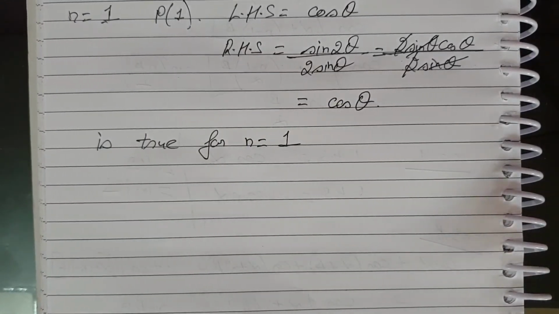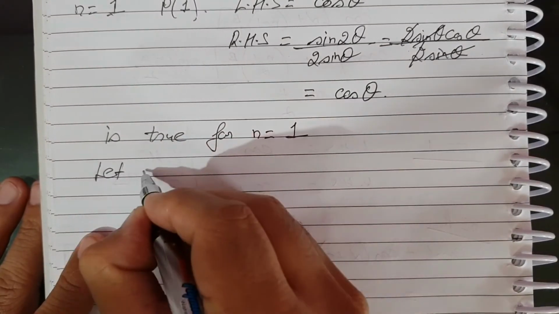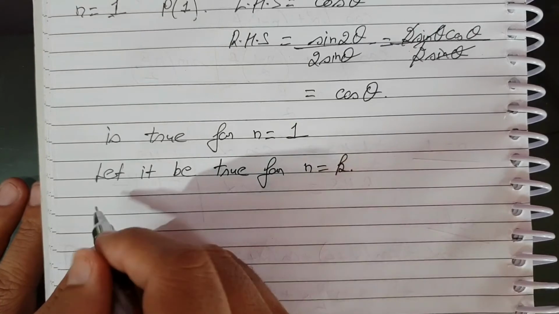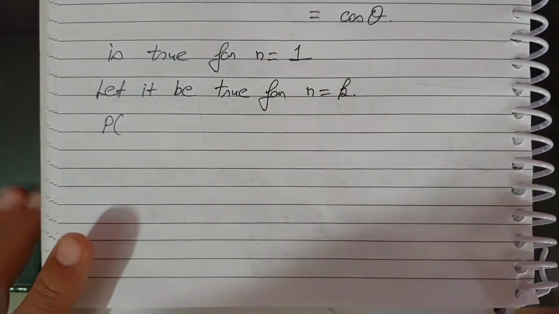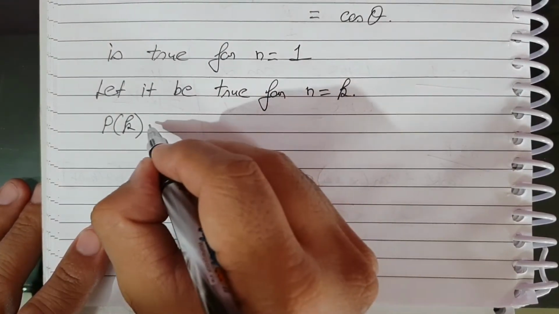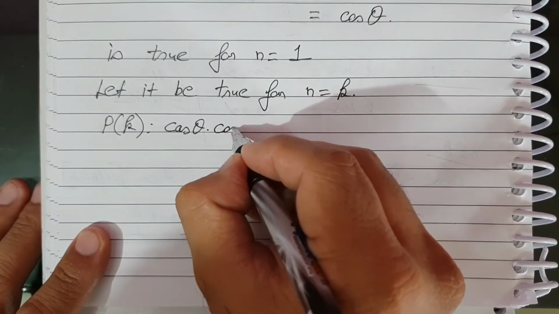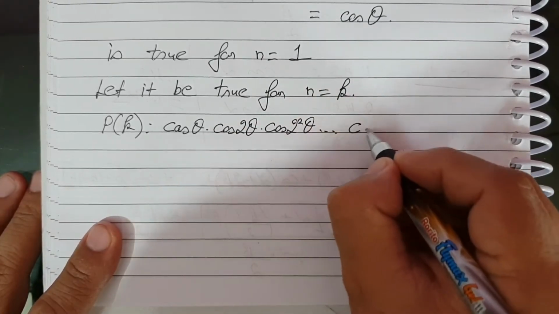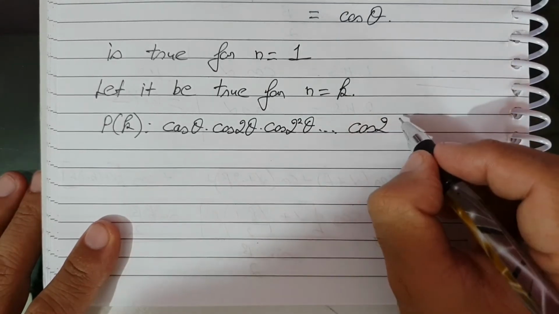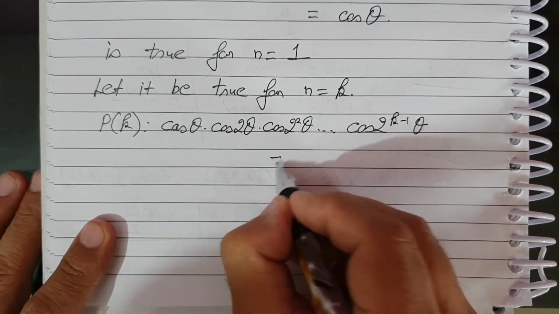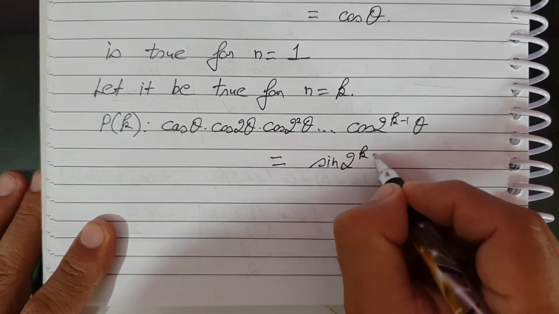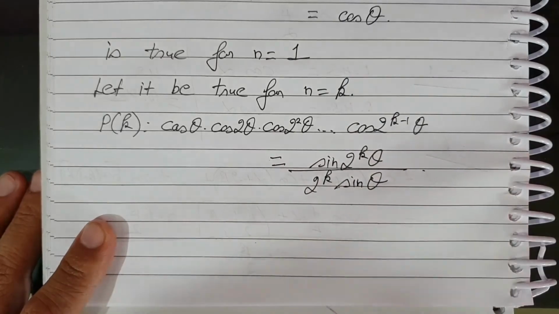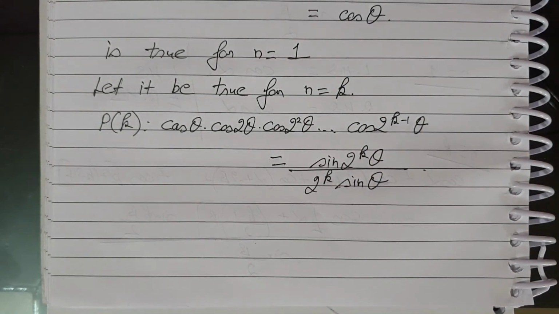Now, let it be true for n equals k. So this Pk will be cos theta, cos 2 theta, cos 2 square theta, and so on up to cos 2 to the power k minus 1 theta, which is equal to sin 2 to the power k theta upon 2 to the power k sin theta.